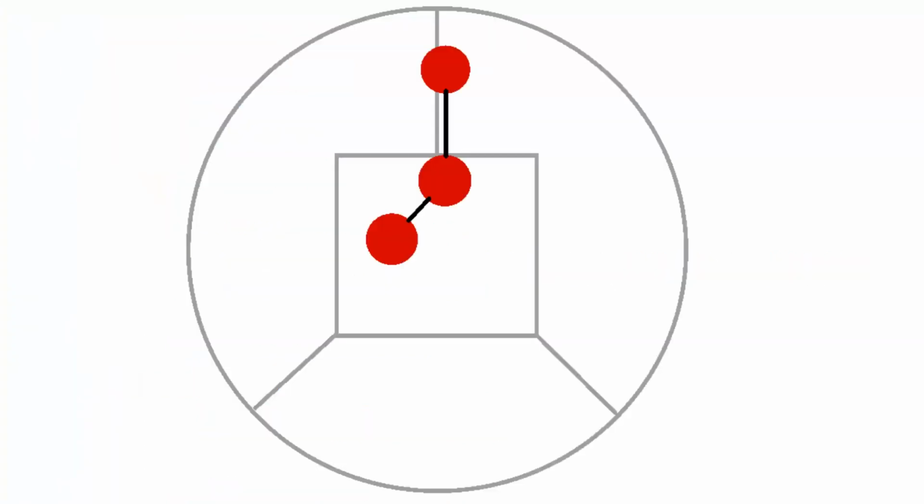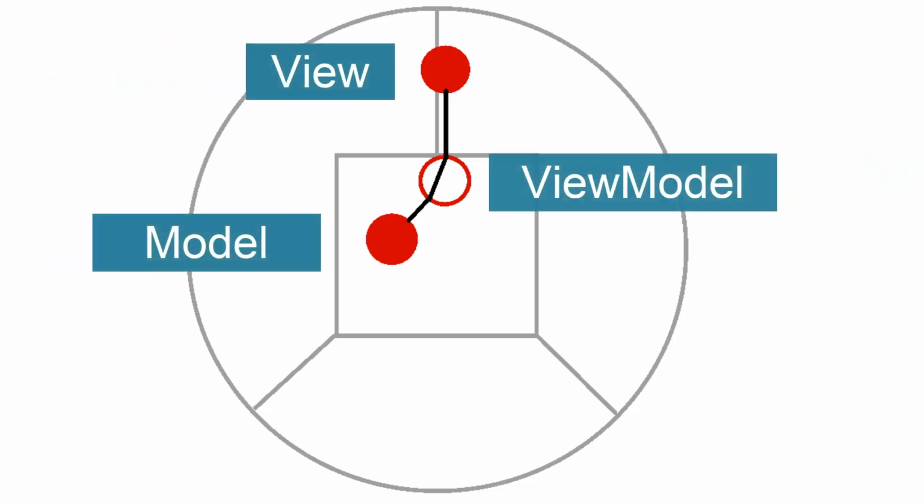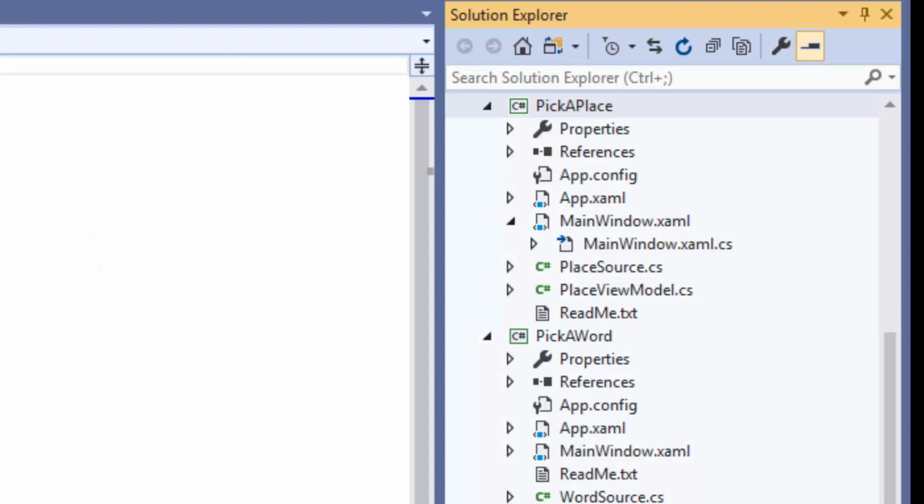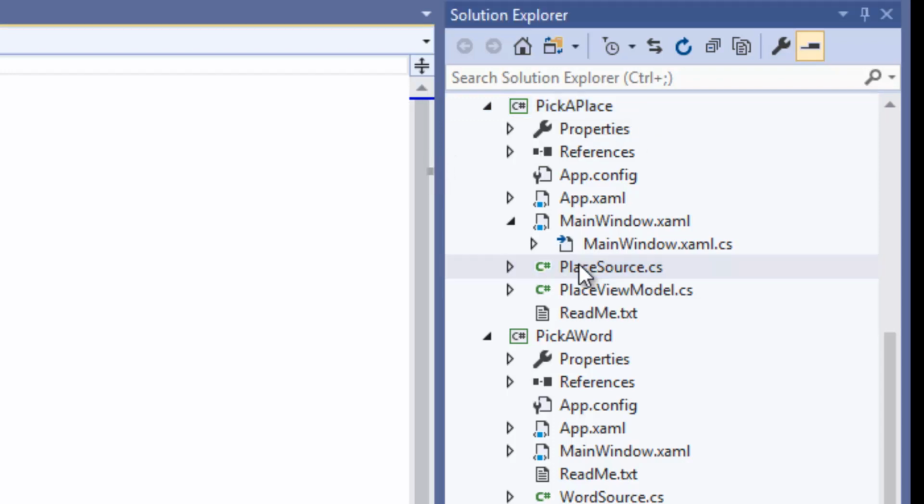Going back to our diagram, what would happen if our intermediate class, our controller, rather than manipulating the data that came out of the model object in any way, simply passed that information to the view in a sort of transparent way? Well, then instead of having a model view controller, we would have a model view view model pattern. So let's look at an example of that. We'll take a look at the pick a place application and the place source class.